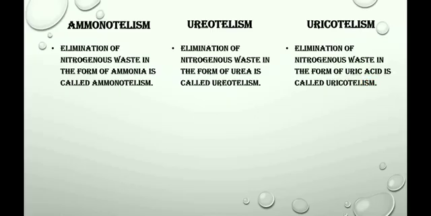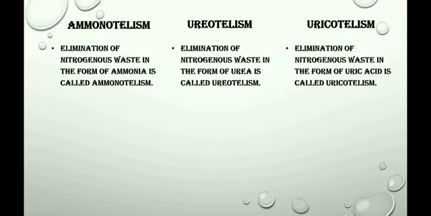Okay, so this was the definition for ammonotelism, ureotelism and uricotelism. What is the only difference here? The name of the nitrogenous waste product. In ammonotelism, the waste product is ammonia. In ureotelism, the waste product is urea. In uricotelism, the waste product is uric acid.